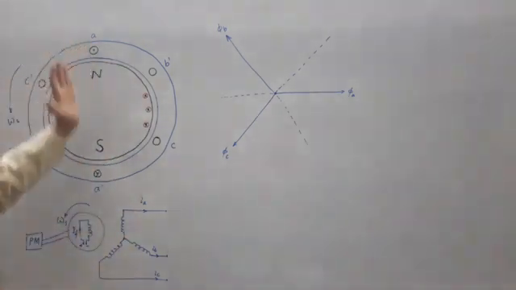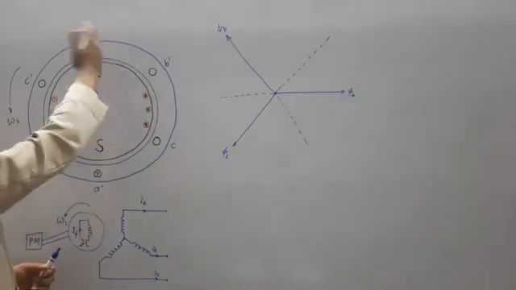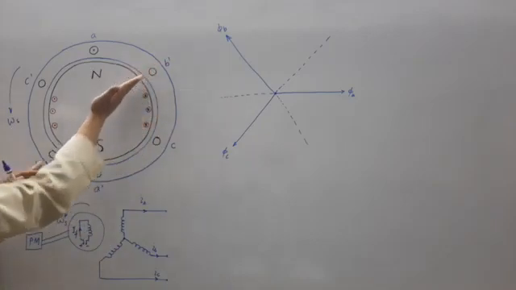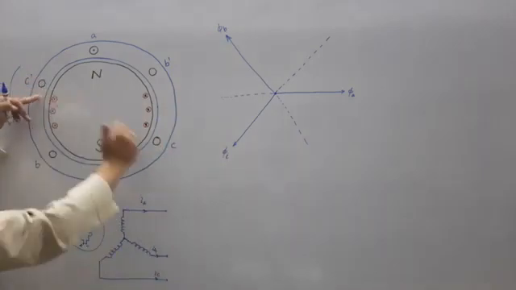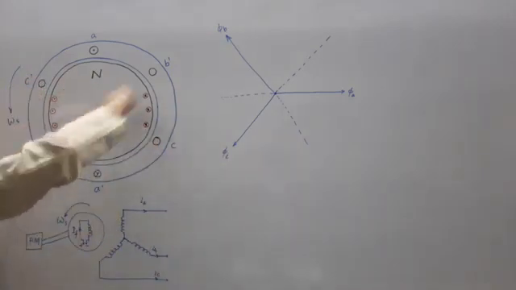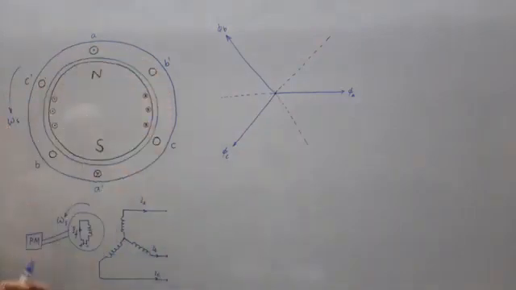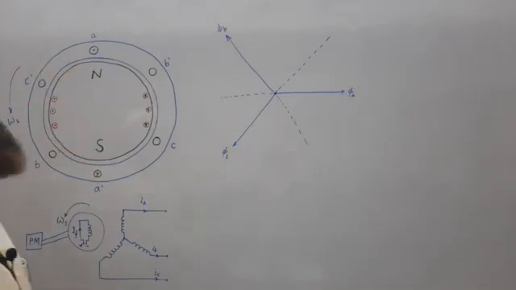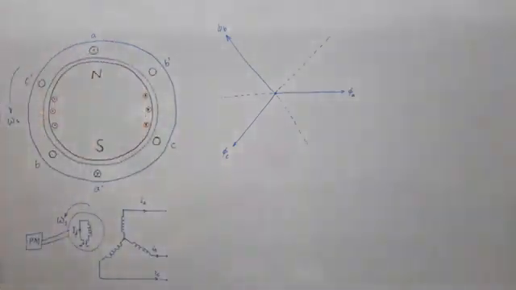So for coil A, see, this is vertical, so the perpendicular axis will be this way. Now for B, this is aligned like this, so perpendicular to that will be this B. This is C, aligned this way, so perpendicular to that will be this way. So that's why, as per the alignment of the slots on the stator corresponding to 3-phase stator windings, we have marked the axis of the fluxes produced due to 3-phase currents.